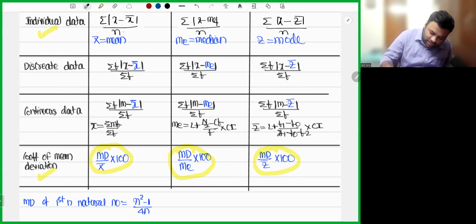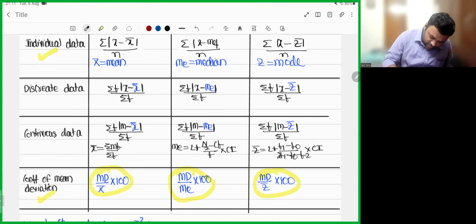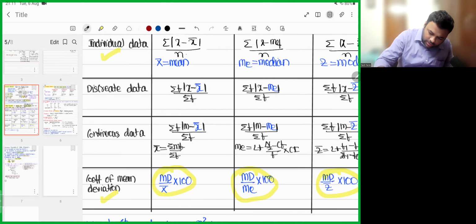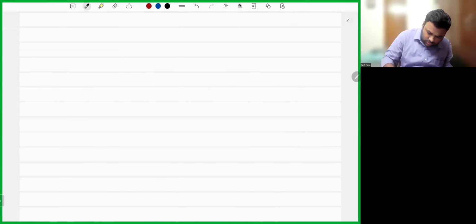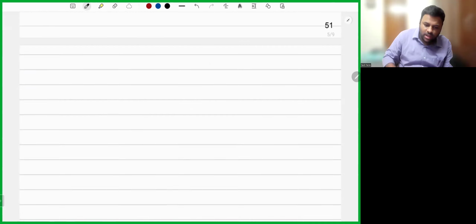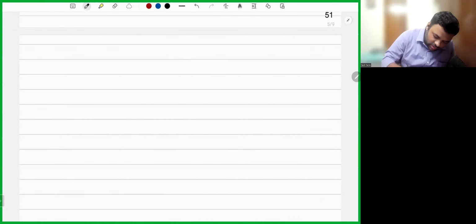Let's see a few examples for this, and then let's go for the next point. Examples. Three examples I'll solve, two examples you will solve now. Then we'll go for continuous data. Discrete data is easier.